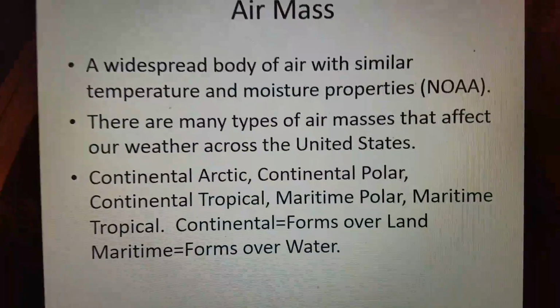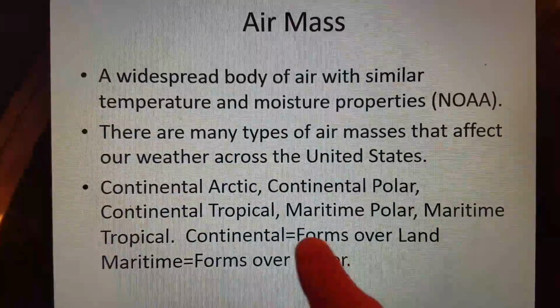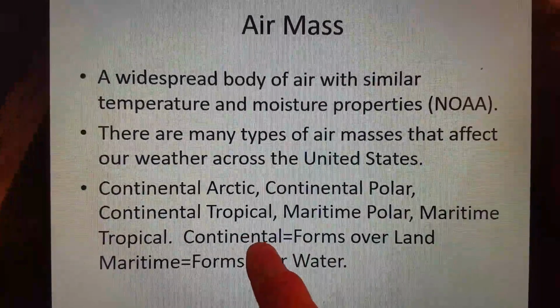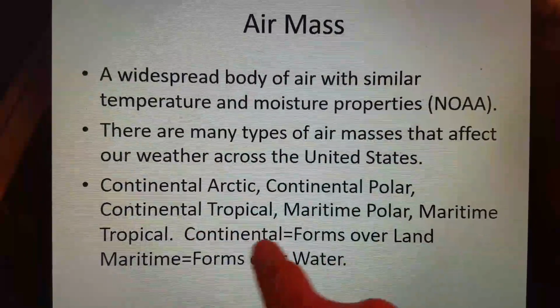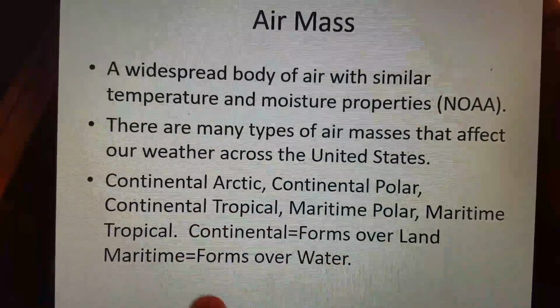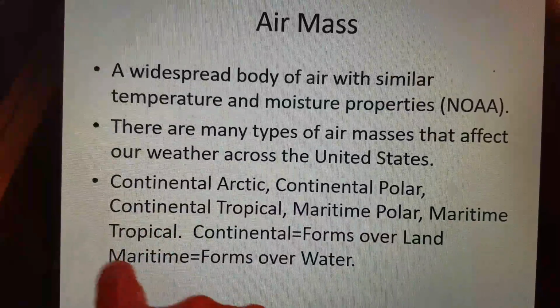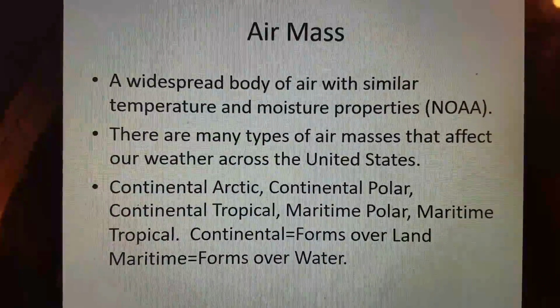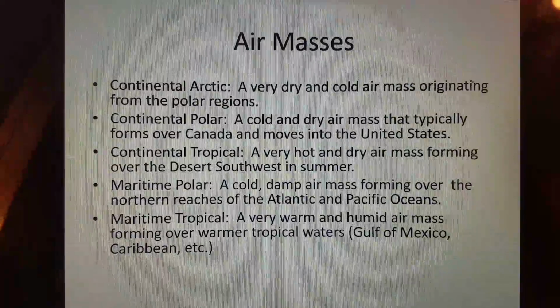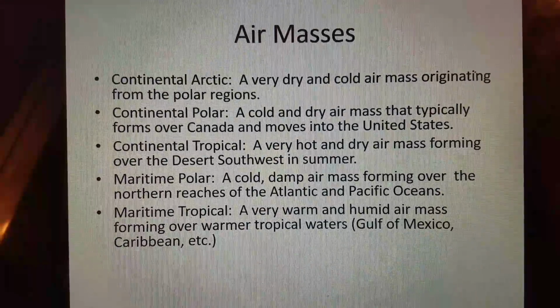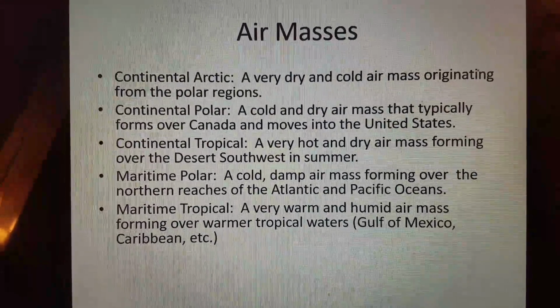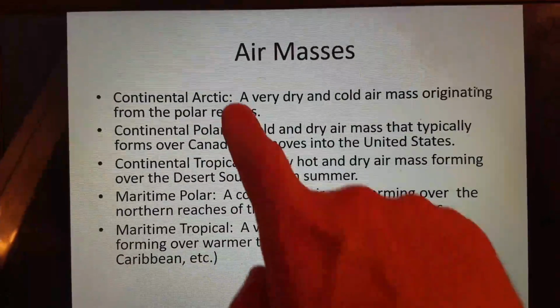And then I just want you to remember as we go through the lesson that continental generally refers to air masses forming over land. So anytime you see the word continental, think over land. And anytime you see maritime, think over water, because that's where those air masses form. Okay, so we're going to break down the air masses really quick, and I'm going to describe some of their characteristics. First, we're going to start with Continental Arctic.